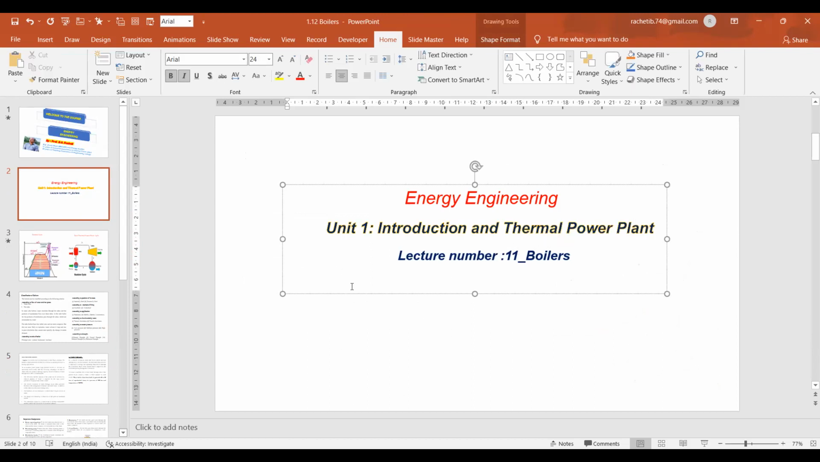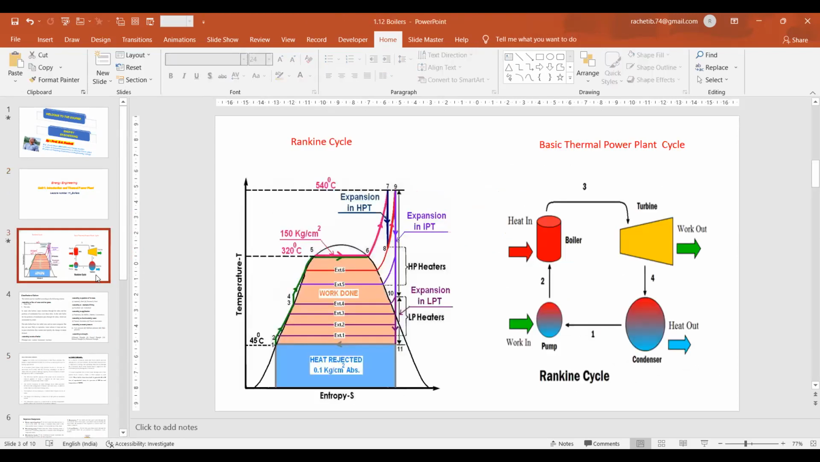Then boilers last. Before proceeding, again we have seen this Rankine cycle, the basic thermal power plant cycle: boiler, turbine, condenser, pump, and boilers. We have seen 1 to 2, 3 to 4, 5, 6, 7, 8. Then reheat again, then regeneration by means of extracting steam from the turbine to the HP heaters. You are seeing HP heaters 1 and 2, and LP heaters 1, 2, 3, 4.